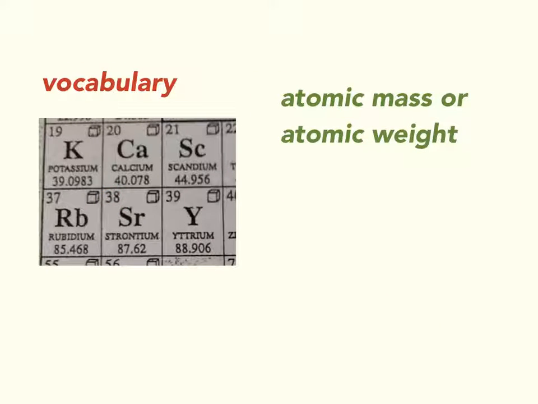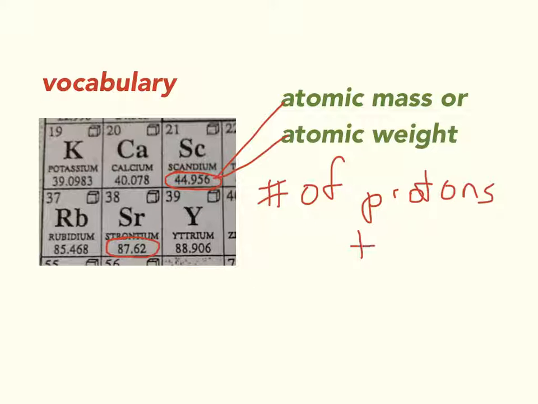The atomic mass or weight, as it's sometimes referred to, is the number on the bottom. So using strontium again, 87.62, or scandium's 44.956. Well, that is its atomic mass, sometimes called the atomic weight. Really, what those are is the number of protons plus the number of neutrons. And that is the vocab.